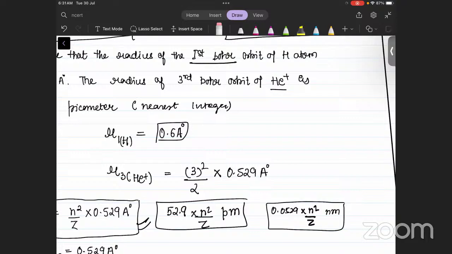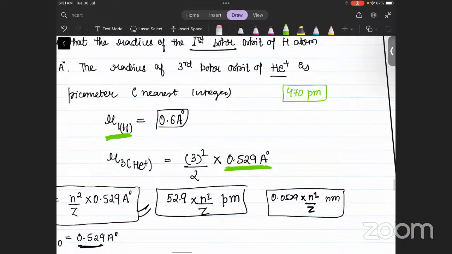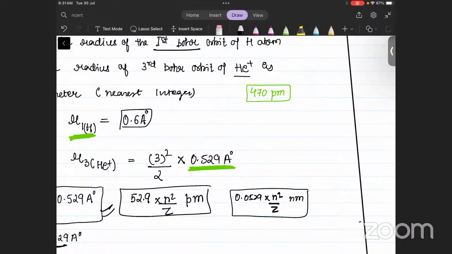So the answer that you must get is 470 picometer. How will you get it? Basically, they have given the value of this. This they have taken as 0.6 R1 of H, right? As I have told you, R1 for hydrogen is Bohr's orbit, which we take as a naught, which is 52.9 picometer, or you say 0.529 angstrom. So yes, they have given you the value of the first Bohr orbit.